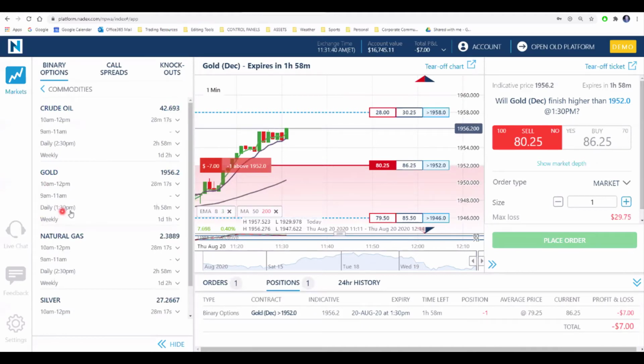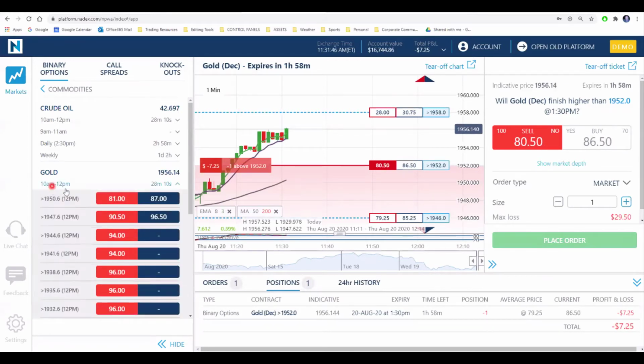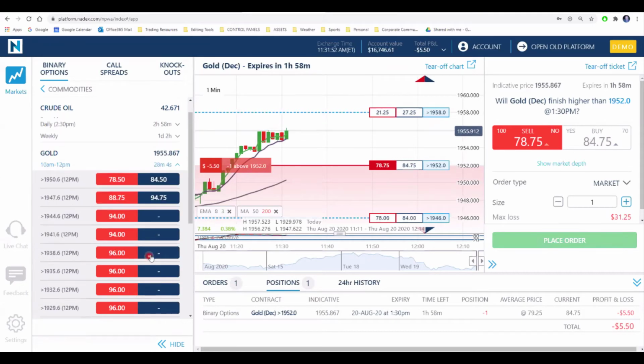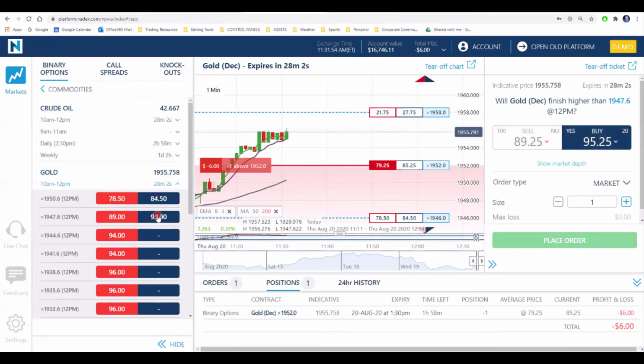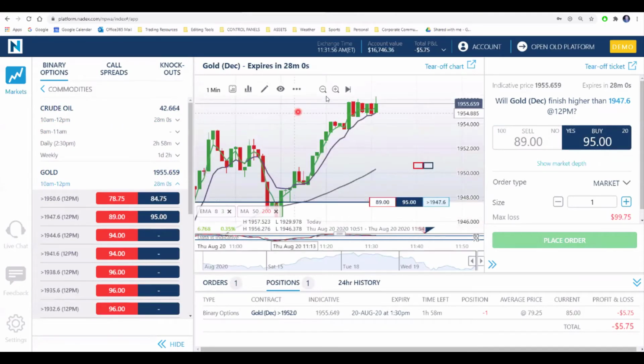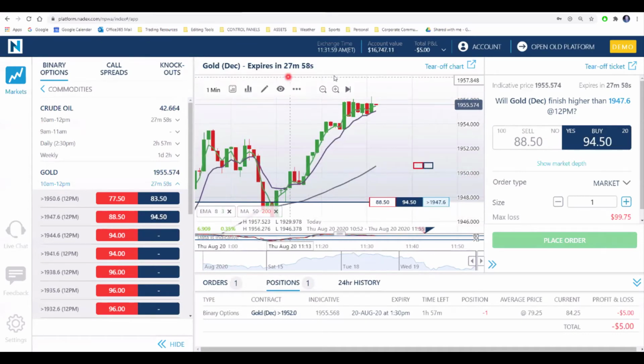I could have said, I'm not going to wait to the end of the day. I'm bearish or bullish the market expiring at noon. And this particular trade has 28 minutes left in it, and it's not really looking all that good right now.